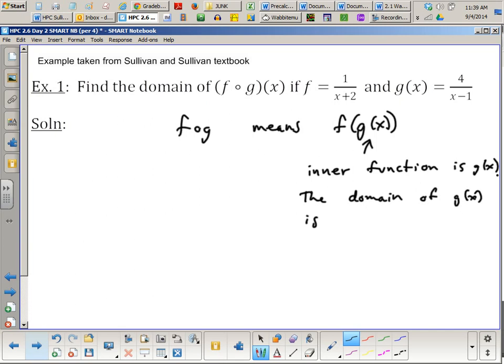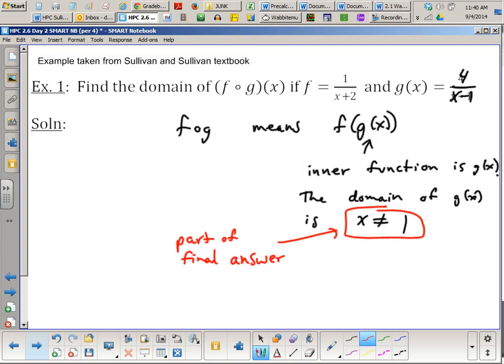is, and I'll just abbreviate, let's just write down the exclusion. What will g not accept? g is the function 4 over x minus 1. So what is the value of x that g forbids? 1. It will not take 1. Fine. Okay, this is part of your final answer.